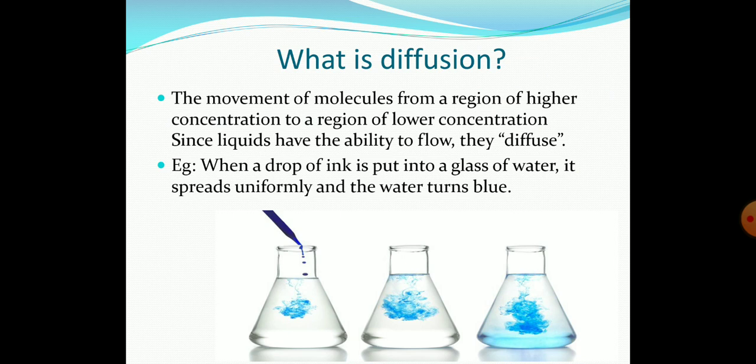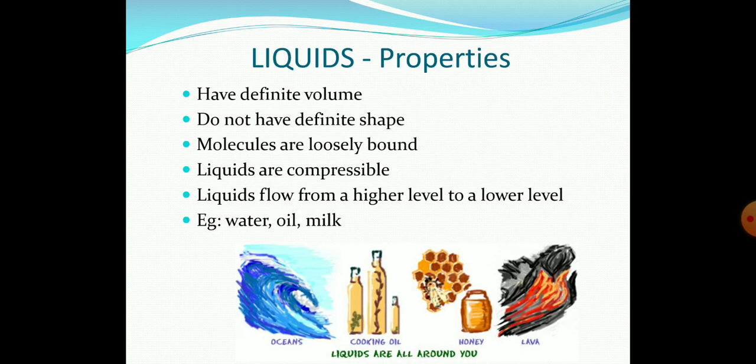You cannot differentiate what is ink and what is water. So, the movement of the molecules from the region of higher concentration to a region of lower concentration is called diffusion. Now, what are the properties of the liquids? They have definite volume. They don't have a definite shape. The molecules are loosely bound. They are slightly compressible and they flow from a higher level to a lower level.